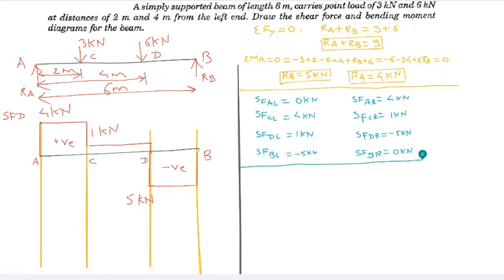So next is drawing the bending moment diagram. Let us start with the bending moment diagram calculations. We are going to find the bending moment at various points, that is at points A, C, D and B, in order to draw the bending moment diagram. So let us start with the calculation.